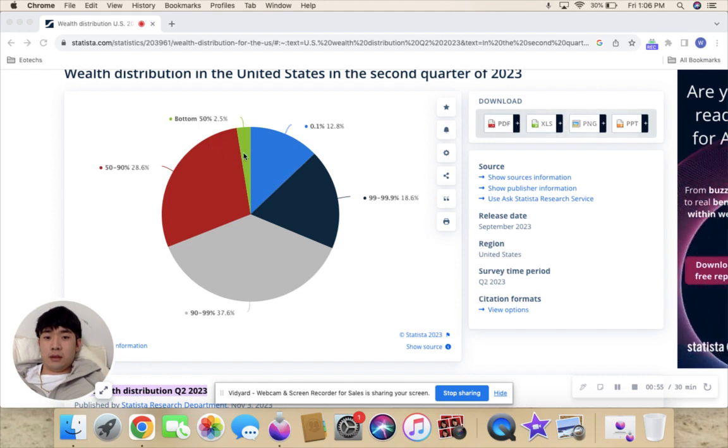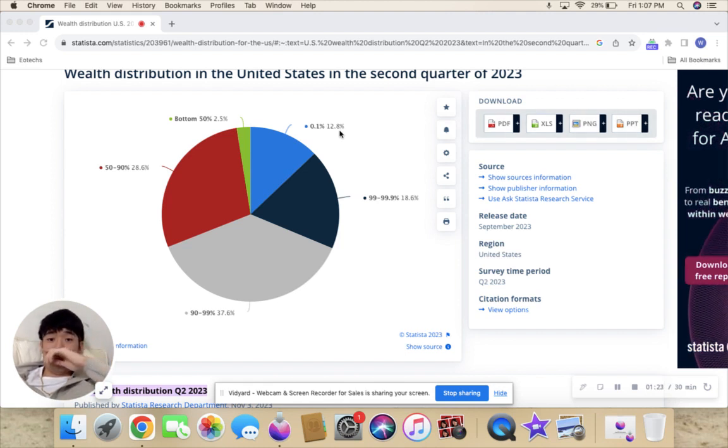So this graph is including the entirety of the 1%, but as you can see, the 0.1% hoards a lot of the wealth of the 1%, right? So an unequal share of the 1% goes to the 0.1%, right? Like, as you can see.